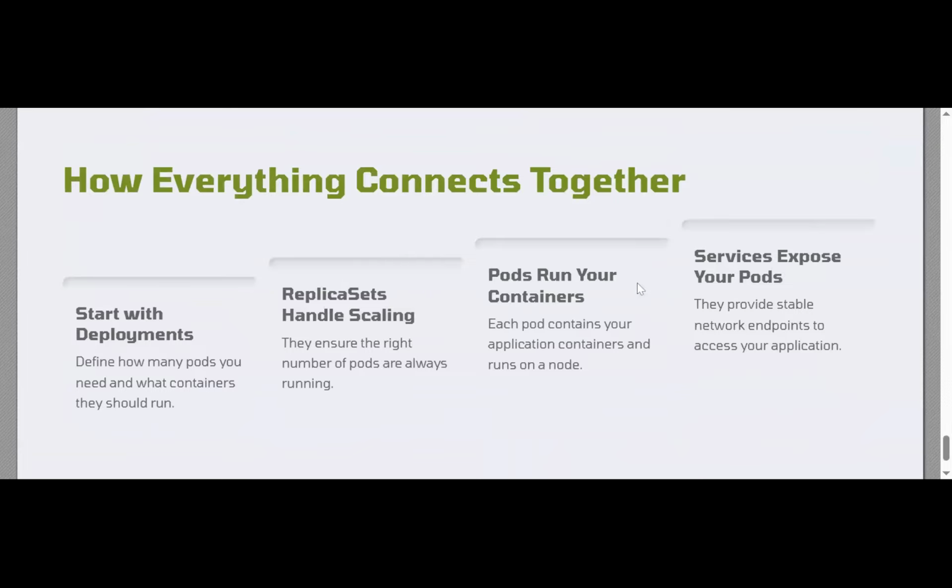Now, how everything connects together starts with the deployment. It defines how many pods you need and what containers they should run, and the replica set handles scaling. It ensures the right number of pods are always running, and pods run your containers. Each pod contains your application containers and runs on a node. Then the service exposes your pods and provides stable network endpoints to access your application.